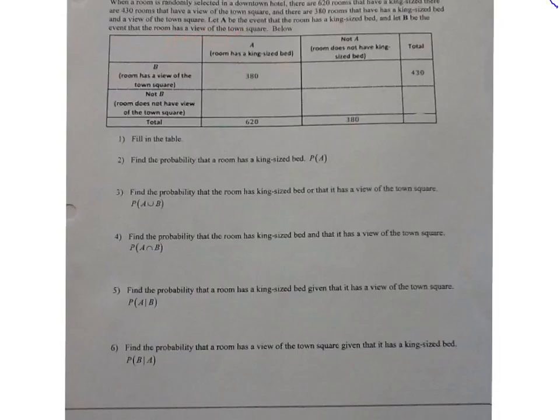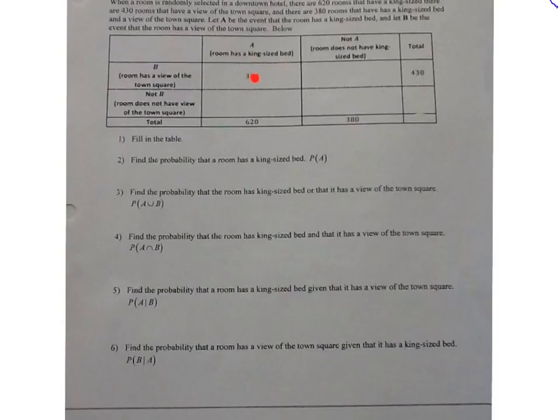So below we have this table here, and the first thing we're going to do is fill in this table. Okay, so notice here in this column I have rooms. A room has a king-size bed. Over here is not A, which means it does not have a king-size bed. Going across here, the room has a view of the town square. And then I have not B, which means the room does not have a view of the town square. Okay, so this is what we know.